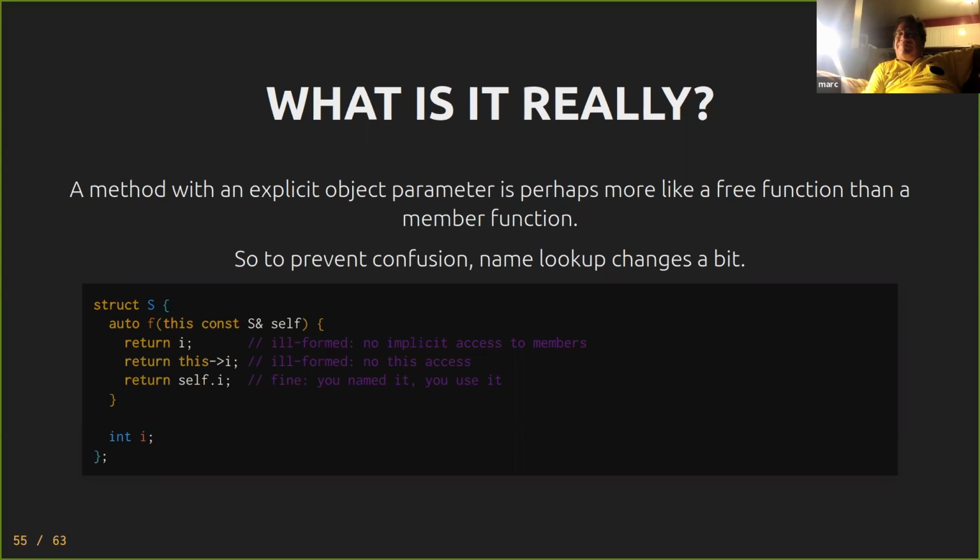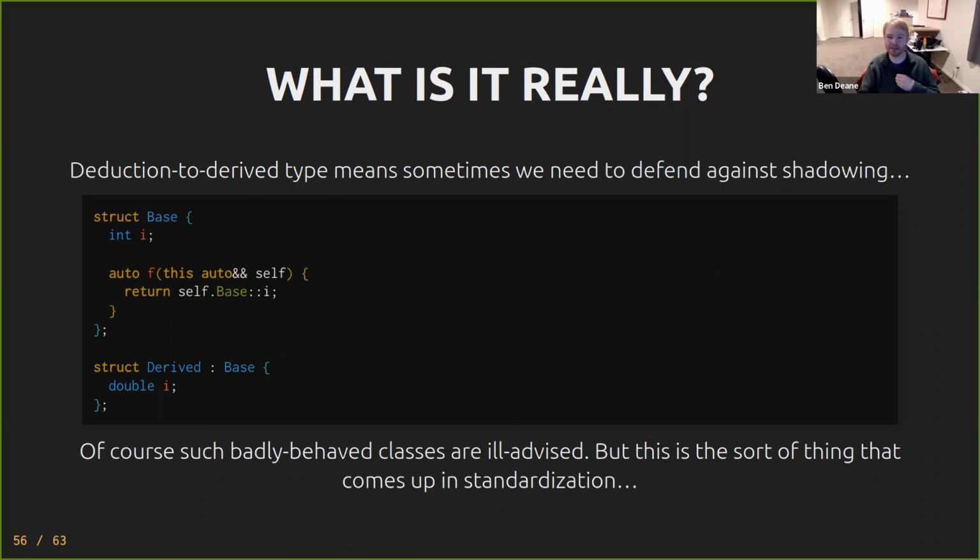Thanks. Yes. There are some pathological cases you can get into. So deduction to derived type, firstly, means sometimes you have to defend against shadowing, right? If you want to access base's I, this is the case where we're just shadowing, we're not yet private. Derived has declared an I that shadows base's I. So you can't just say self.I here, assuming you want the integer, because it will get the double in the case of calling it on derived. But you can use the regular base access syntax. These kind of badly behaved classes are ill-advised in general, come up relatively rarely, but this is exactly the kind of thing that standardization has to consider.